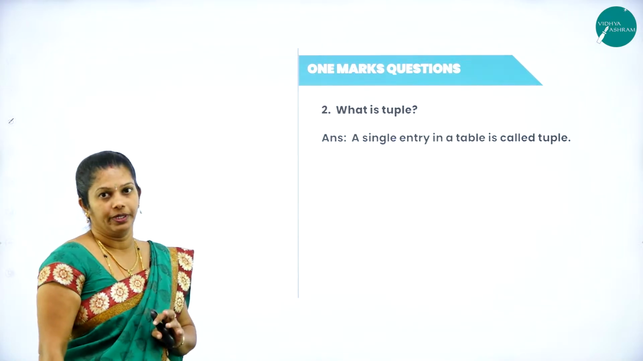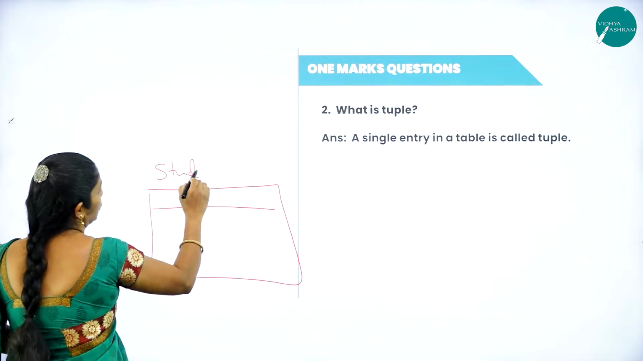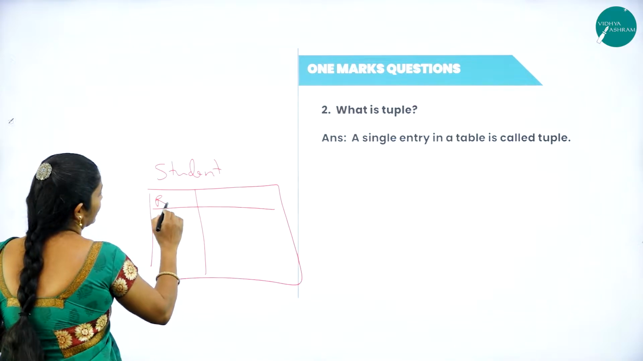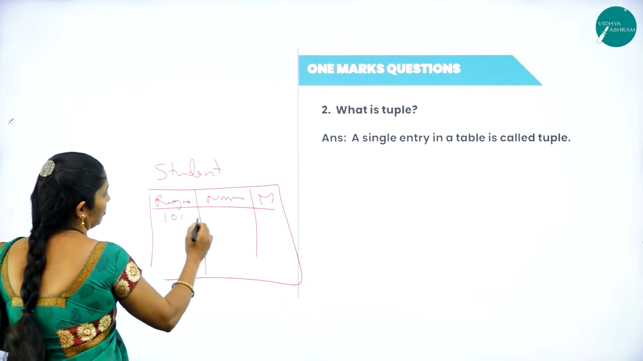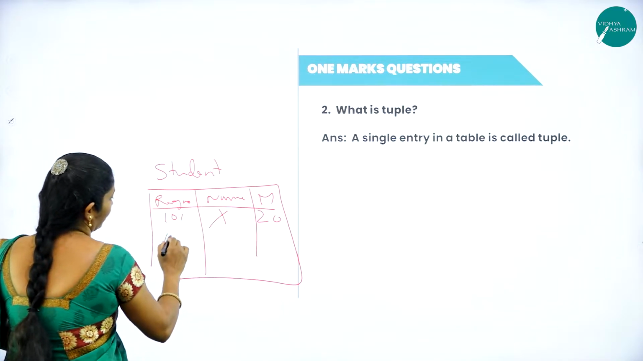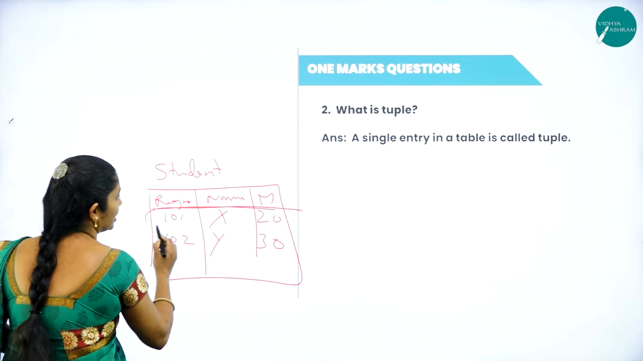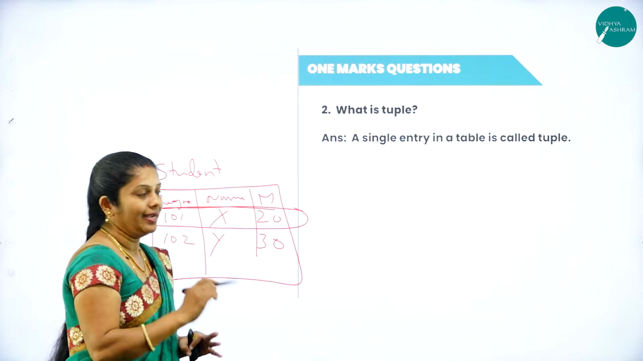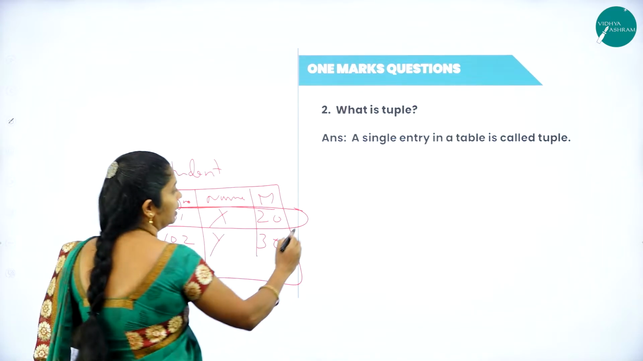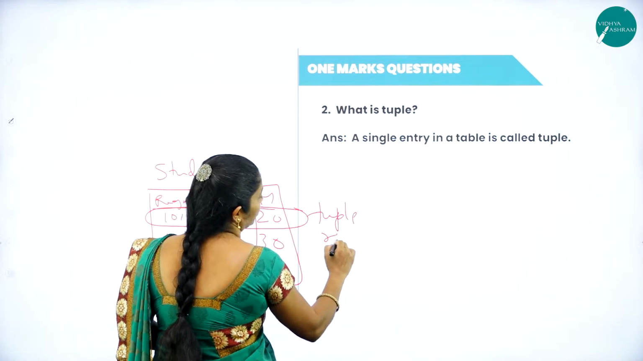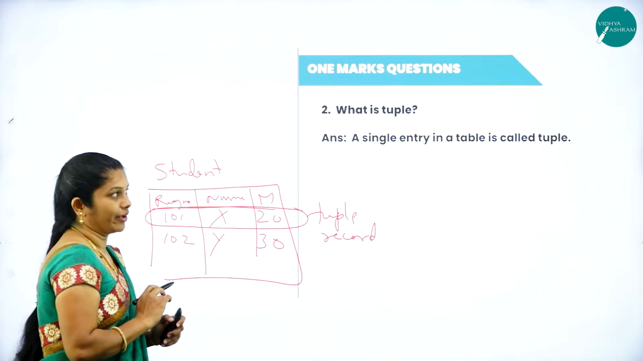Then what is a tuple? Consider you have one table named student. Under that, we have register number, name, marks. Here we have register number, name X, marks 20. We have one more register number, name and then 30. Then a tuple is nothing but the records here. A single entry in a table, the entire information of one student, can be called a tuple, or you can say a record also. A single entry in a table is called a tuple or record.